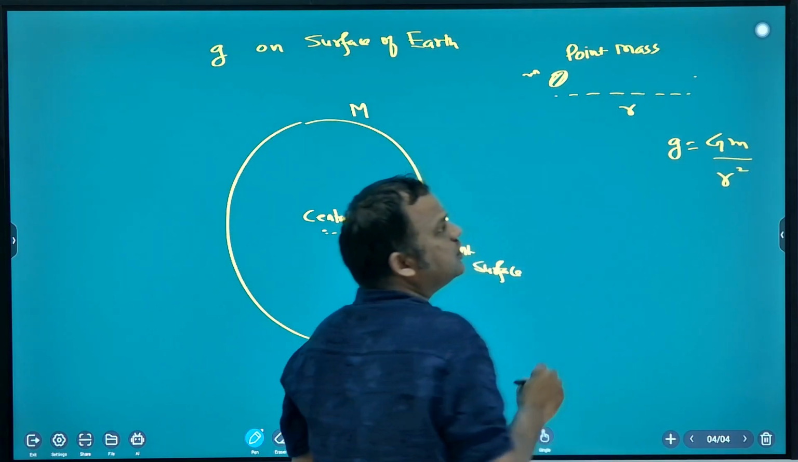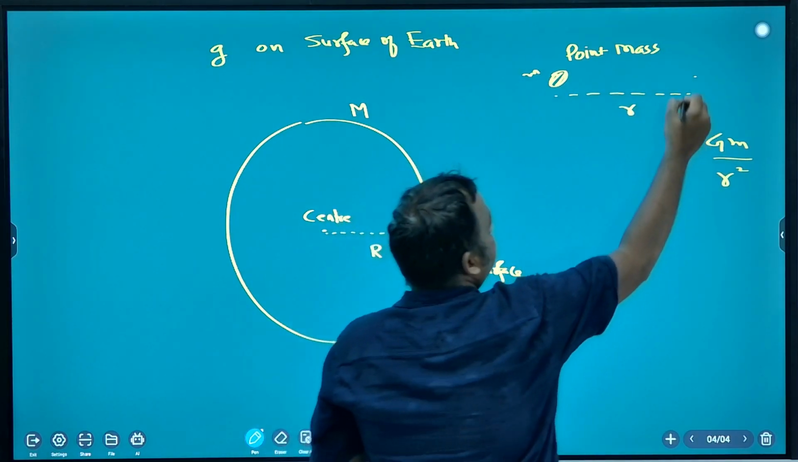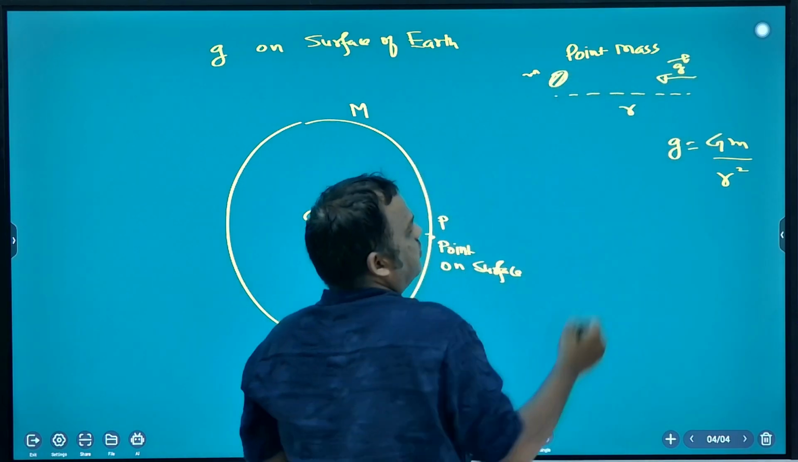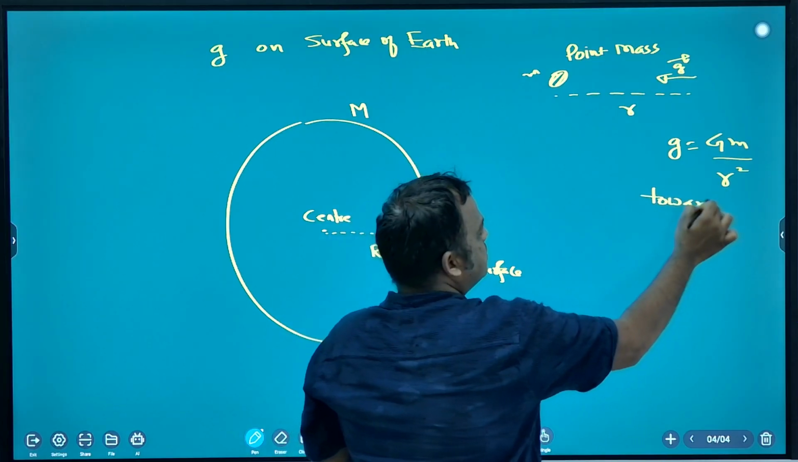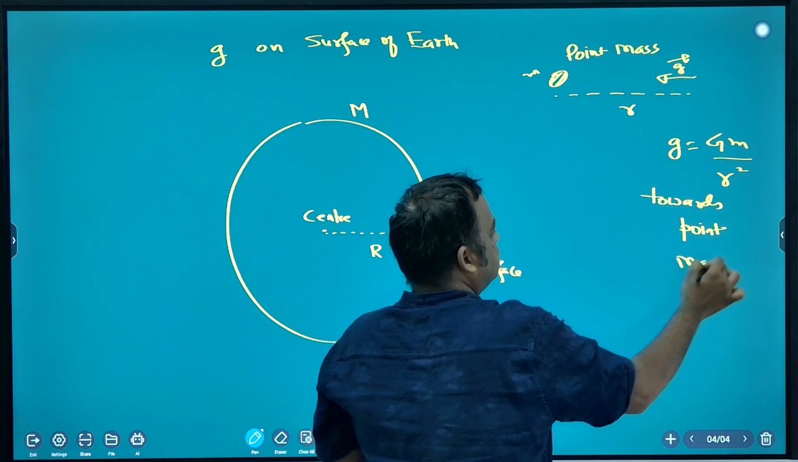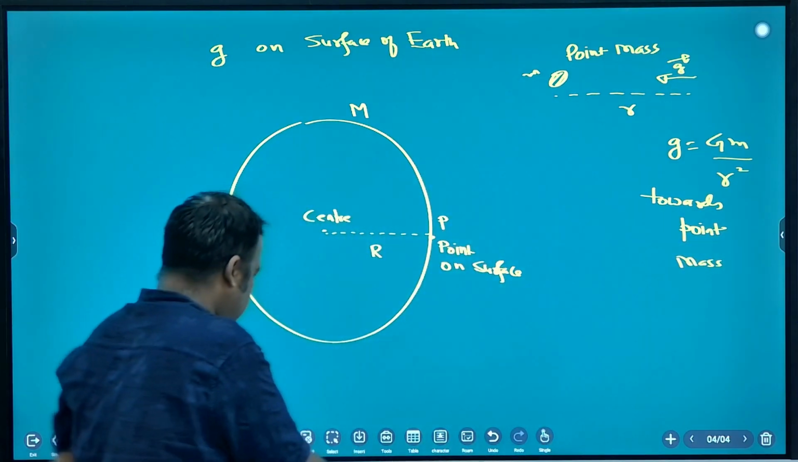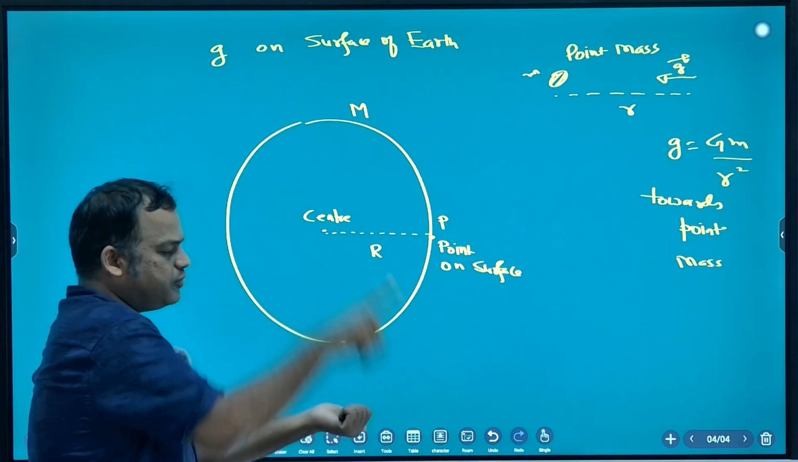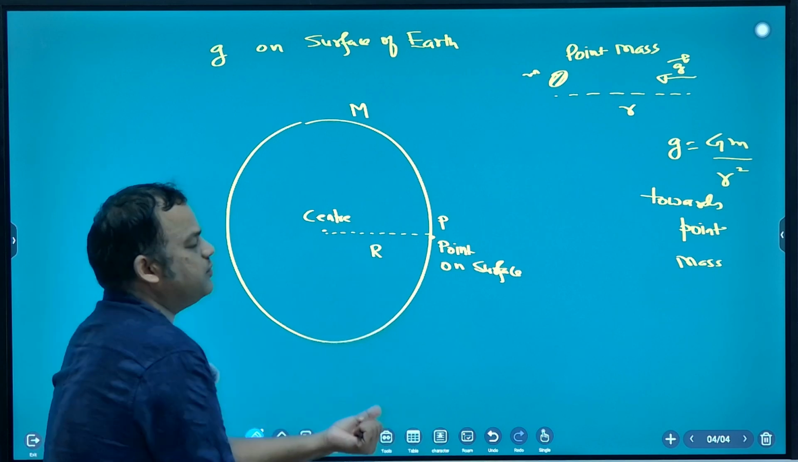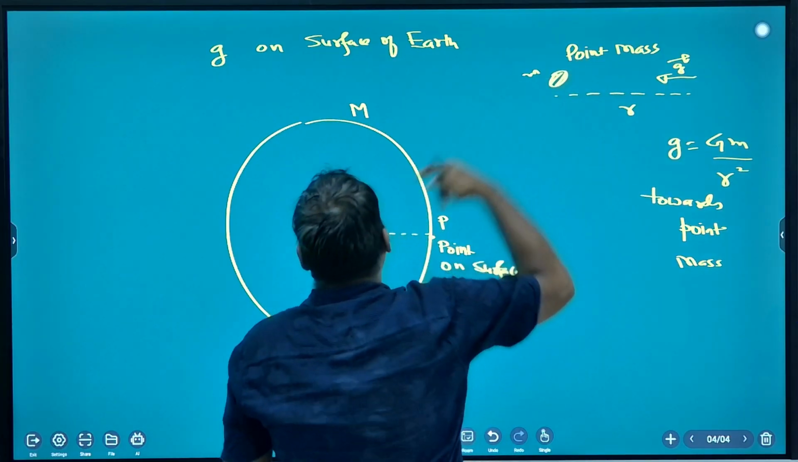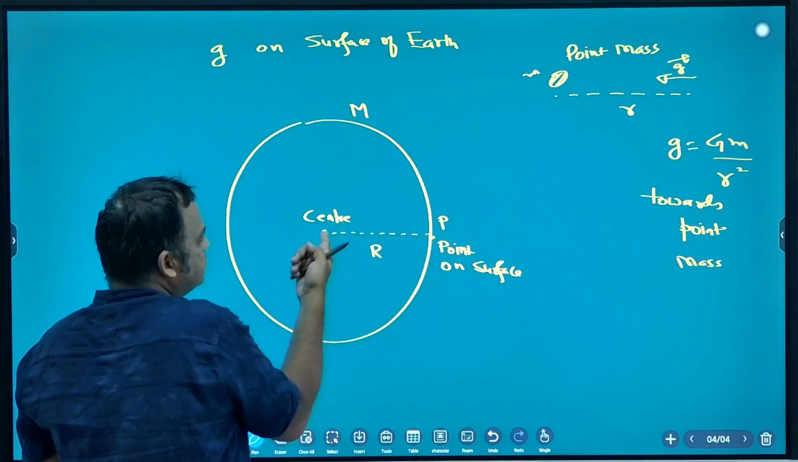What is the direction? Towards the point mass. Okay. We know this. If I drop this object, it is falling down. Why is it falling down? Because the gravity is towards center. Gravity is towards center of earth.